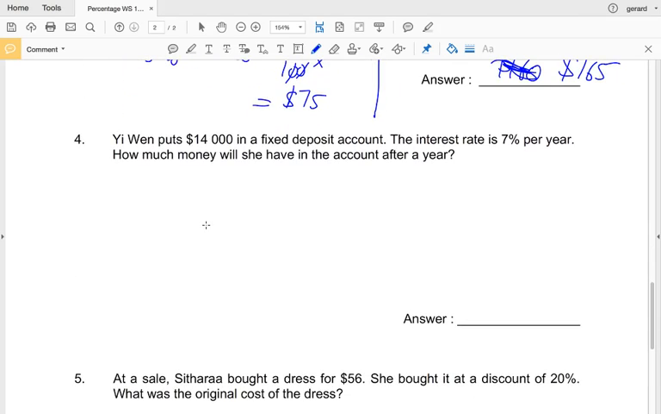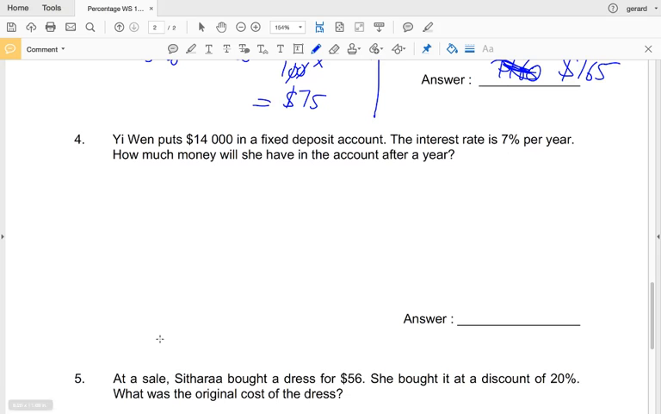Okay, question 4. Yiwen puts some money in a fixed deposit account. Interest rate is 7% per year. Now remember, the only thing that makes money cheaper is discounts. So for this case, the interest rate is actually adding money into the fixed deposit account. How much money will she have in the account after a year?